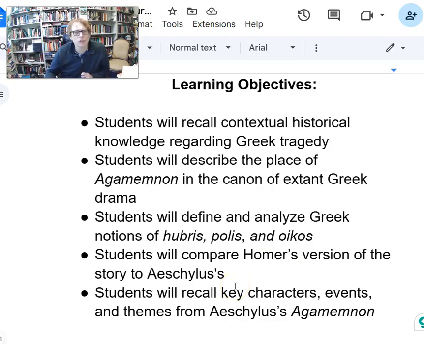So we're going to jump back for just a moment and look at Book 11 of the Odyssey one more time and just remind ourselves what Homer had to say about this story and then see how Aeschylus has expanded it. And then, of course, students will recall key characters, events, and themes that I'll be talking about from the play, from Aeschylus's play, Agamemnon.